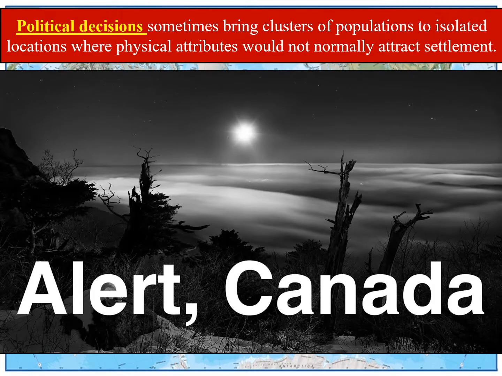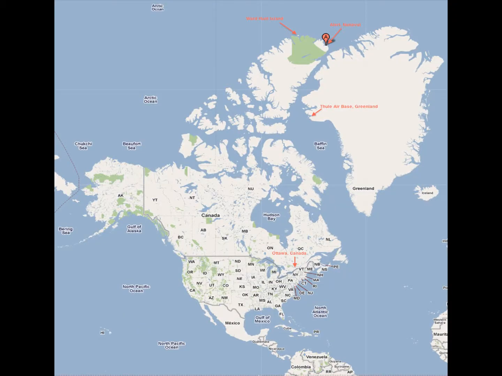Political decisions sometimes bring clusters of populations to isolated locations where physical attributes would not normally attract settlement. An example of this is in Alert, Canada, which is in the Northwest Territory, a very isolated region where the Canadian government has actually paid people to specifically move there. From this map, you can see where Alert, Canada is located, and it's in the most northern part, basically as close to the North Pole as you can get in Canada.